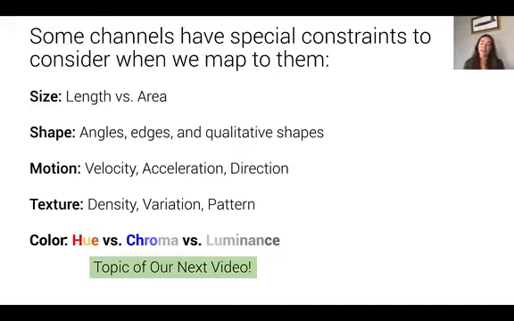We can manipulate hue, chroma, and luminance in really interesting ways that result in different kinds of communication about the patterns that are in our data and about the data values themselves. And this idea of how do we work with color and how do we work with these different attributes of color is going to be the topic of our next video.